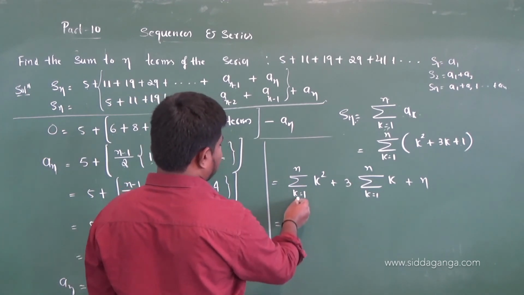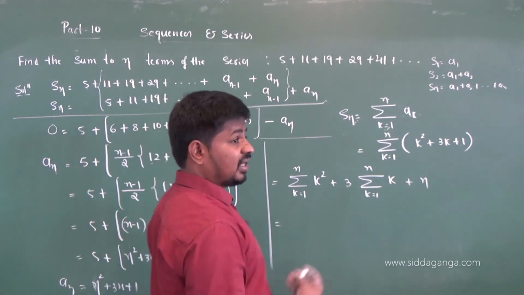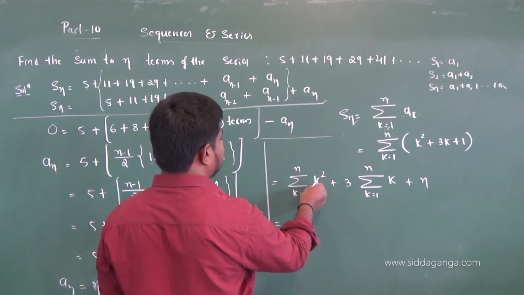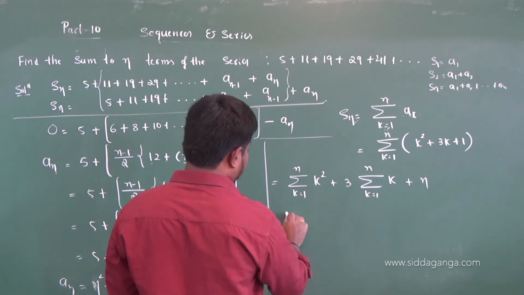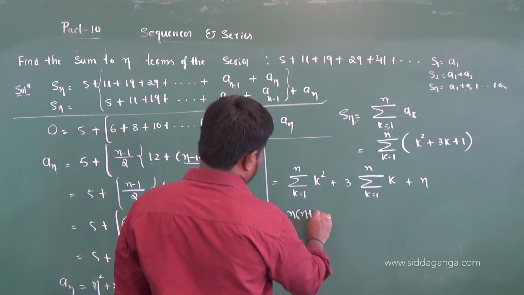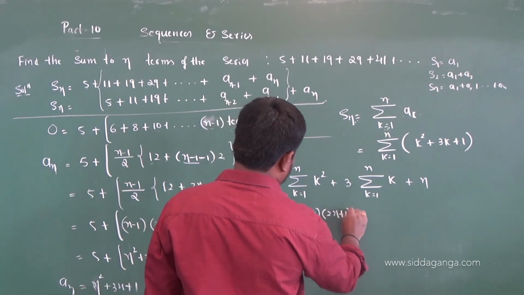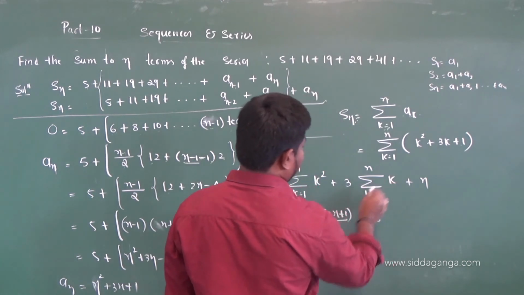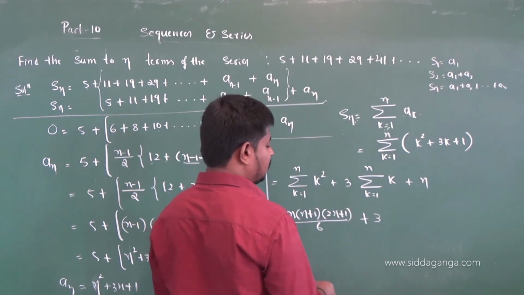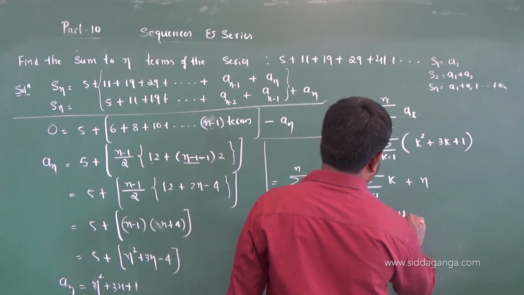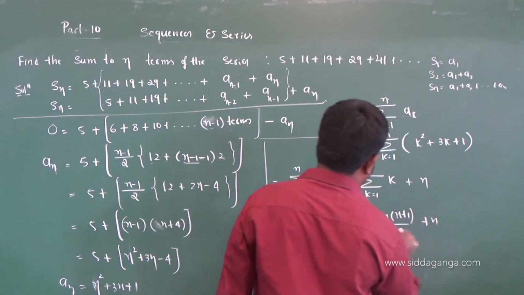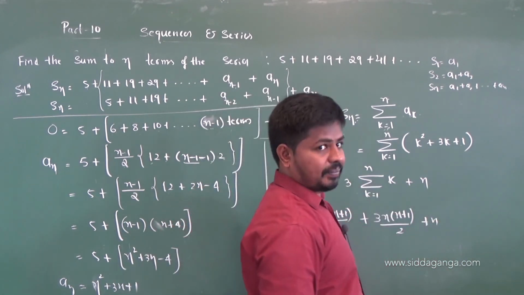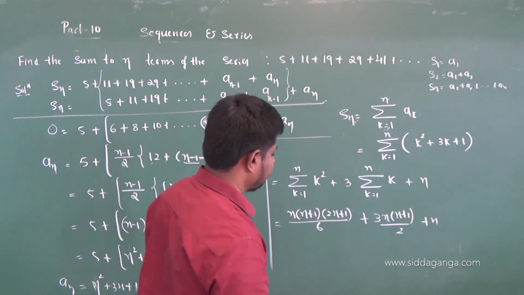Now, what is the sum of the first n square natural numbers? When k is 1 to n, in the sense 1 square plus 2 square plus 3 square till n square, we have found n into n plus 1 into 2n plus 1 by 6, right? Here 3 into, what is the sum of the first n natural numbers, n into n plus 1 by 2, plus n. Hope you got this. When k is 1 to n, in the sense 1 plus 2 plus 3 plus 4 till n, the sum of first n natural numbers.